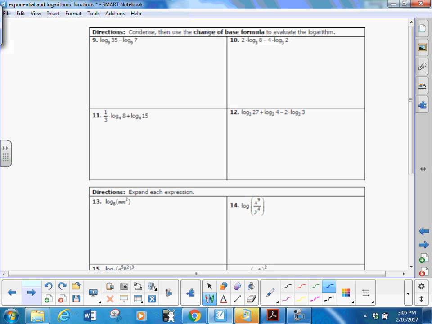So for number 9, if we want to condense those, we're looking at log 9. Subtract, we're thinking divide. So we've got log 9, 35 divided by 7 is 5. So for right now, it's condensed. If you wanted to, you could put that in your calculator and get a real number.